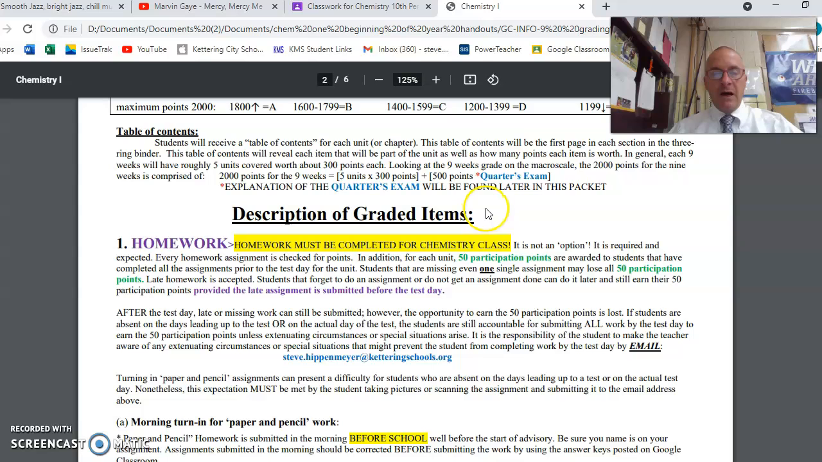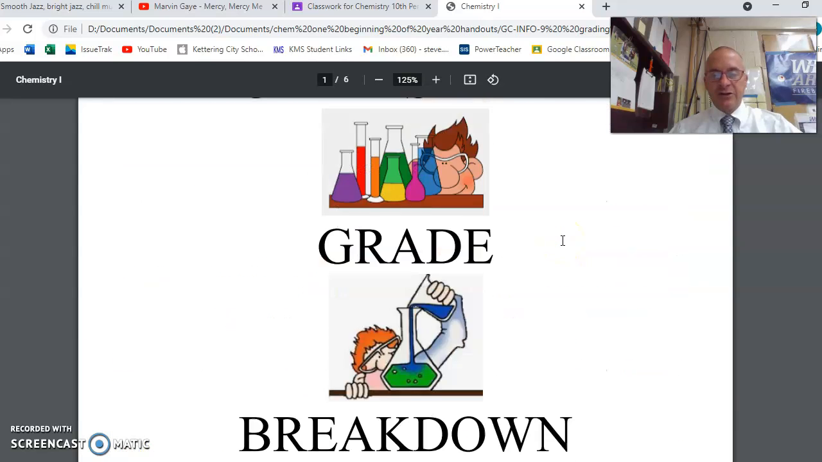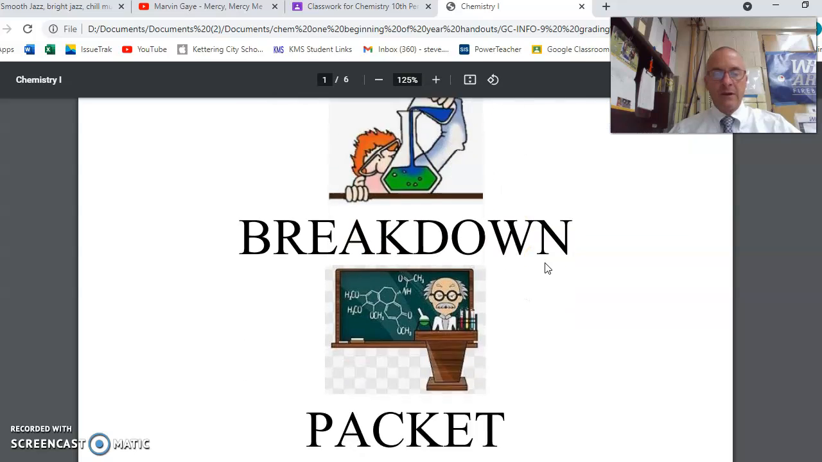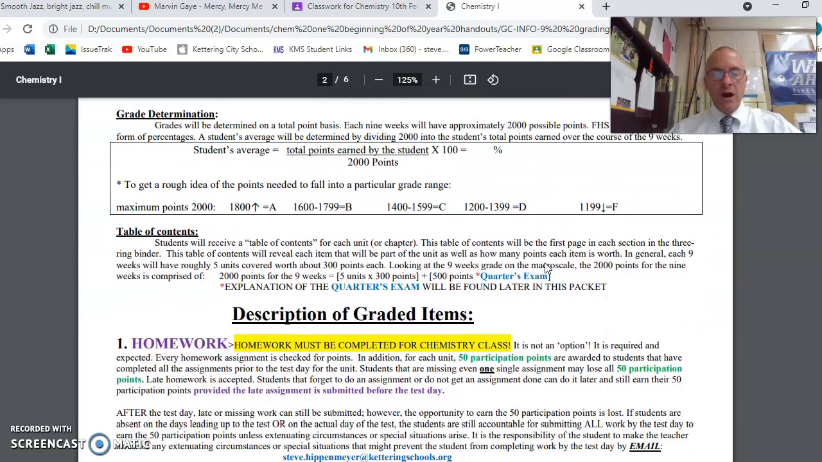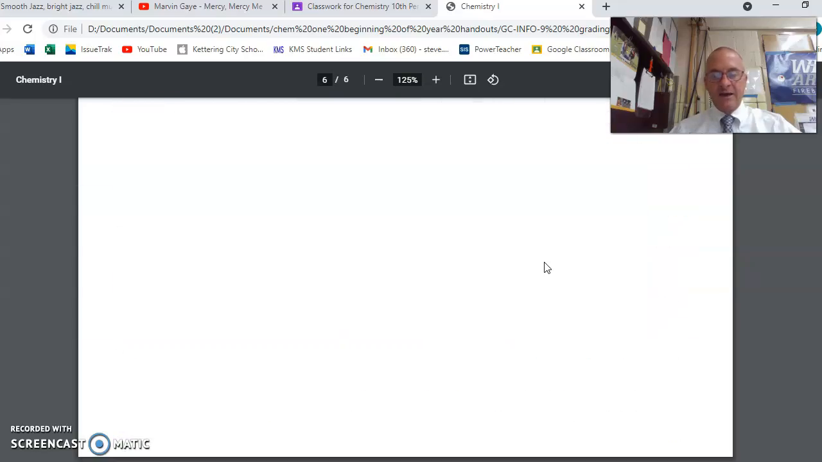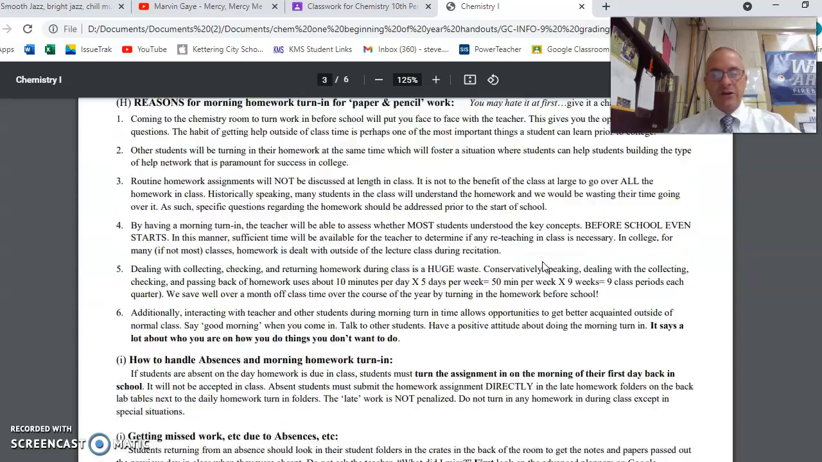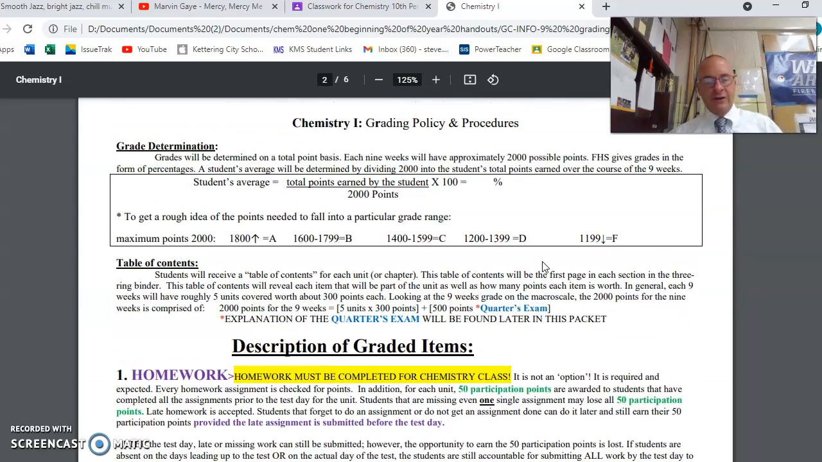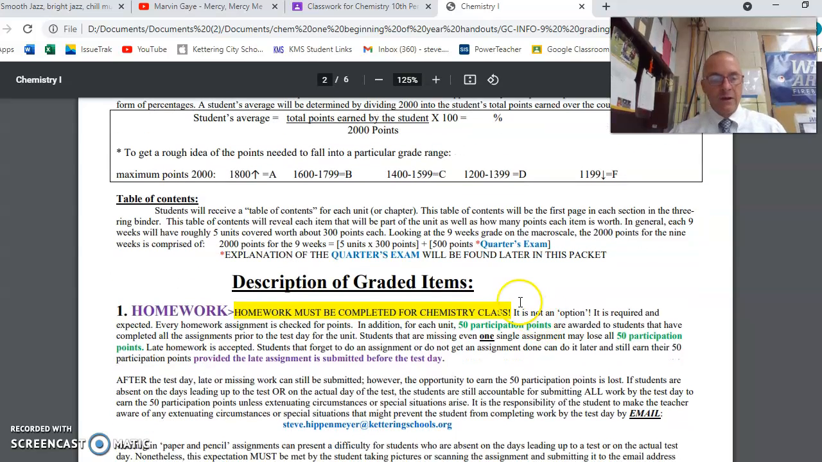If the item on the table of contents starts with the letters GC, like this one right here, that means it will be found on Google Classroom and it won't be in your binder. It won't be required to be in your binder. You'll find that item on Google Classroom. For instance, this packet is a bunch of pages. There's no sense in printing all of this out and keeping it in your binder when you can access it easily on Google Classroom. So with that table of contents, you'll know everything that needs to be done for that unit.